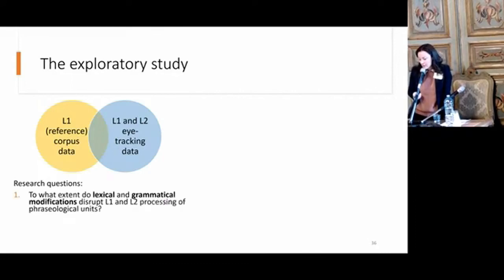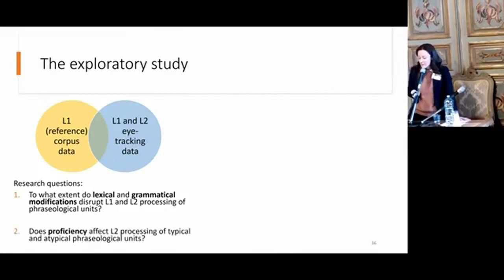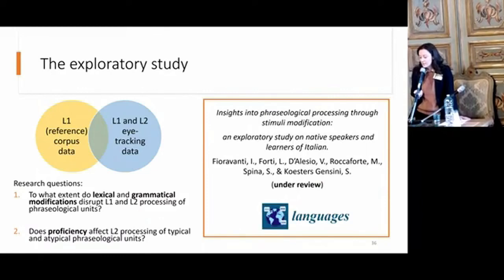So in our exploratory study, we addressed these two research questions. So first, to what extent do lexical and grammatical modifications disrupt L1 and L2 processing of phraseological units? Of course, these questions draw on psycholinguistic literature that has explored similar questions in the past. Second, does proficiency affect L2 processing of typical and atypical phraseological units? So this is a study that is currently under review for Languages, so hopefully it will be available to read soon.